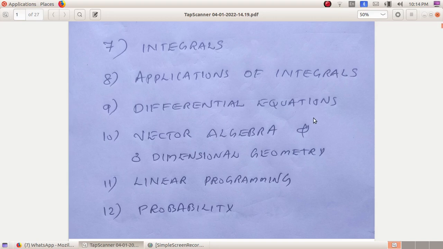Through this video, we are discussing these chapters: integrals, applications of integrals, differential equations, vector algebra and three-dimensional geometry, linear programming and probability.